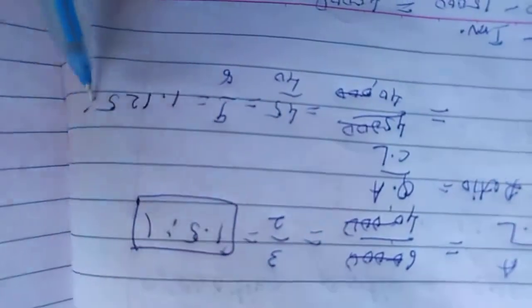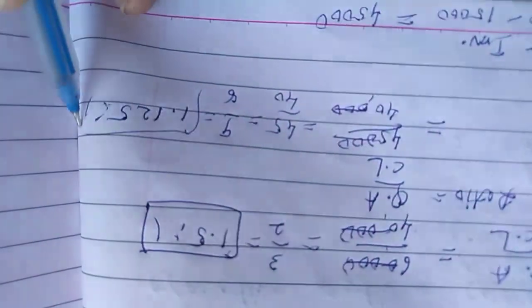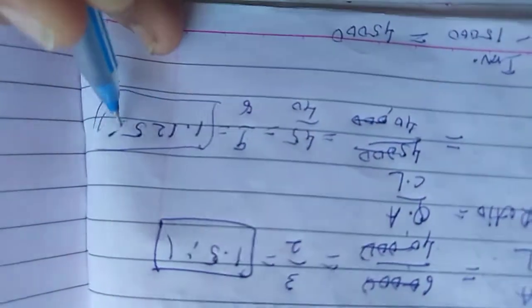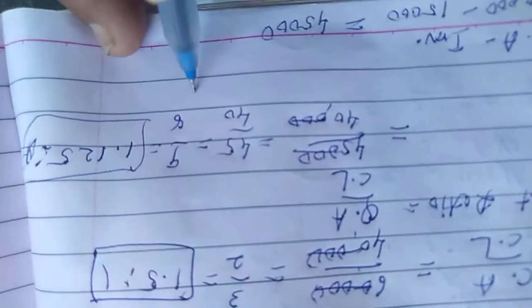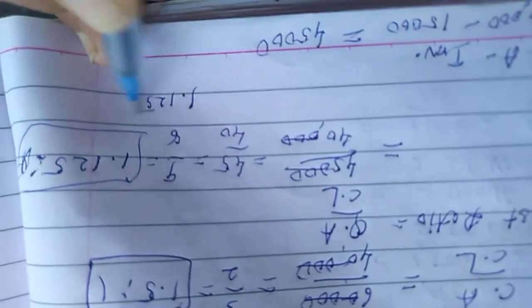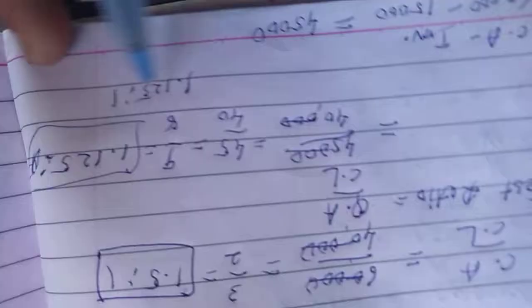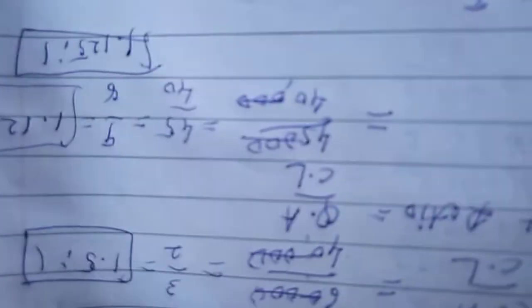1.125 is to 1. That is the quick ratio. How much? 1.125 is to 1. It is the acid test ratio. 1.125 is to 1 is acid test ratio.